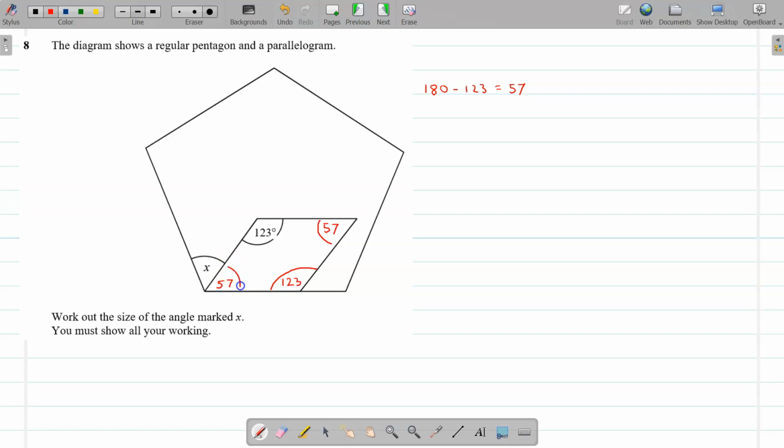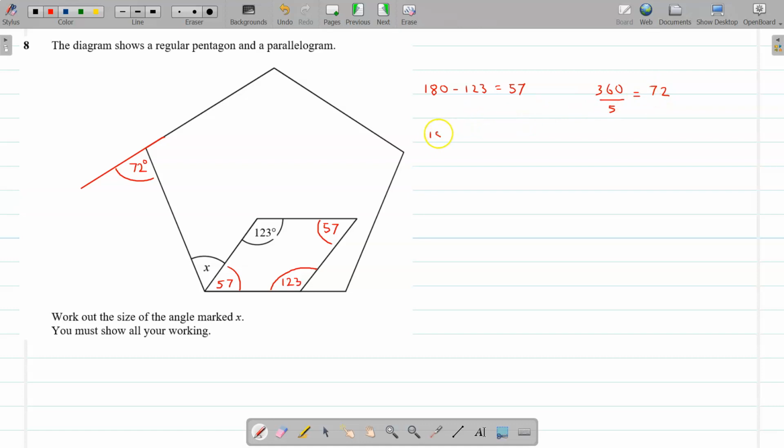Okay, so that's one piece of information I need to work out x. And now I'm going to use something about the exterior and interior angles of a pentagon. So if I take an angle on a regular pentagon, extend one of the sides like that, then I'm going to create an angle of 72 degrees. That's called the exterior angle. Okay, because that comes from 360 divided by the number of sides, which gives me 72. Okay, so that's where I get the 72 from.